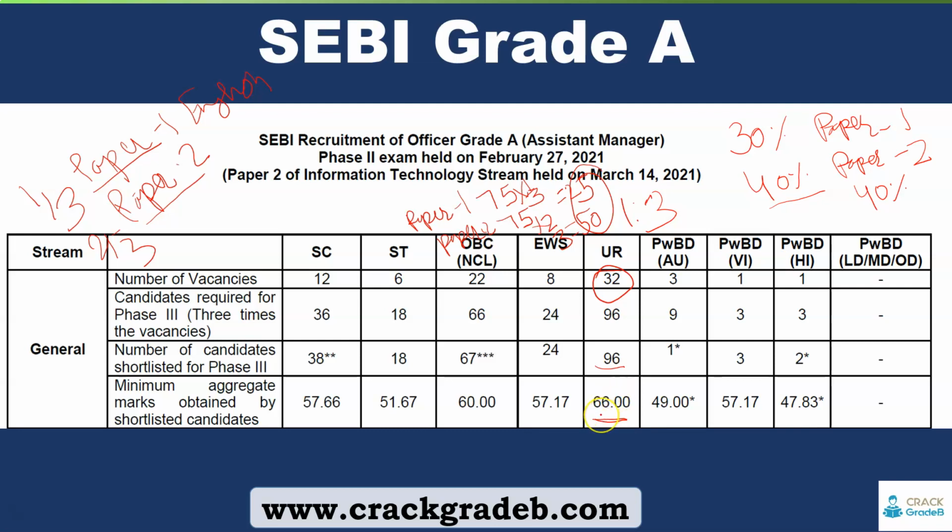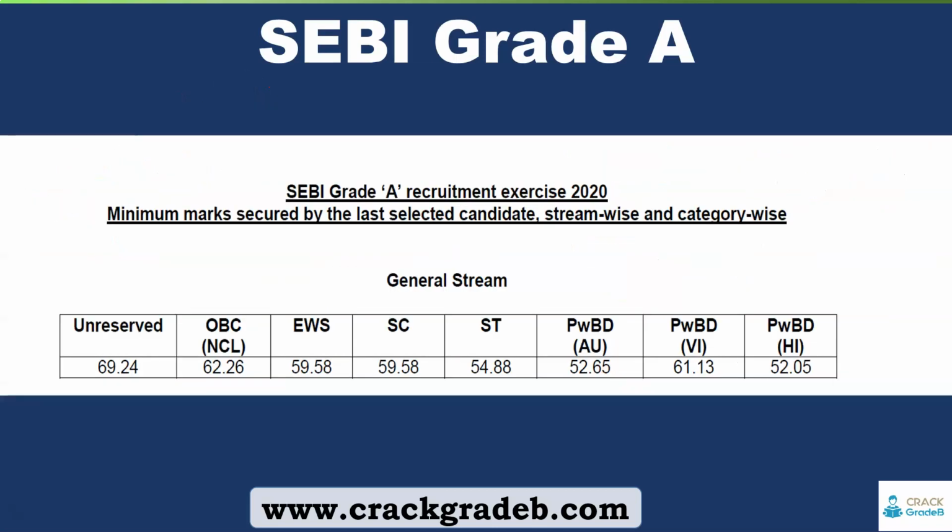Meaning the last candidate who was shortlisted for interview, the score of that candidate was 66, total 96. So 96 candidates scored 66 or above based on this formula, 1/3 of Paper 1, 2/3 of Paper 2. This formula was given in the notification of SEBI.